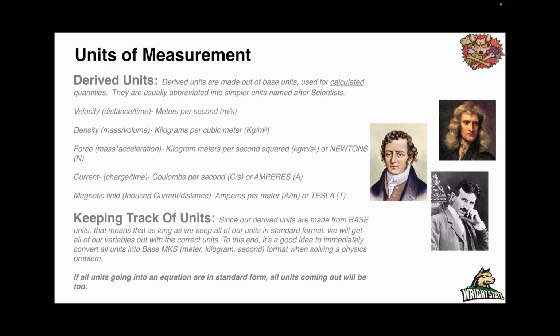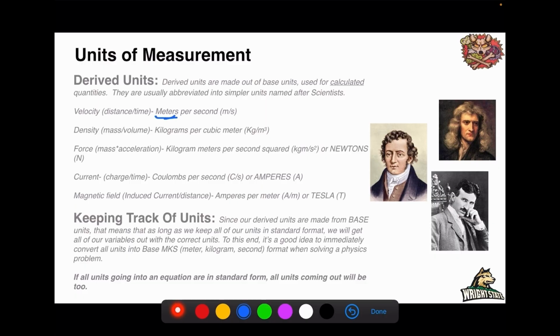Basically, if we have a quantity that is calculated, something that we're not measuring directly but calculating, we're going to just mash together our base units to determine the units for our calculations. These are usually a pain to say, so we will often give them a nickname after a scientist. So for instance, velocity is distance over time. Well, that's going to be the unit for distance, the meter, over the unit for time, the second. So velocity, being distance over time, is going to be meters over seconds.